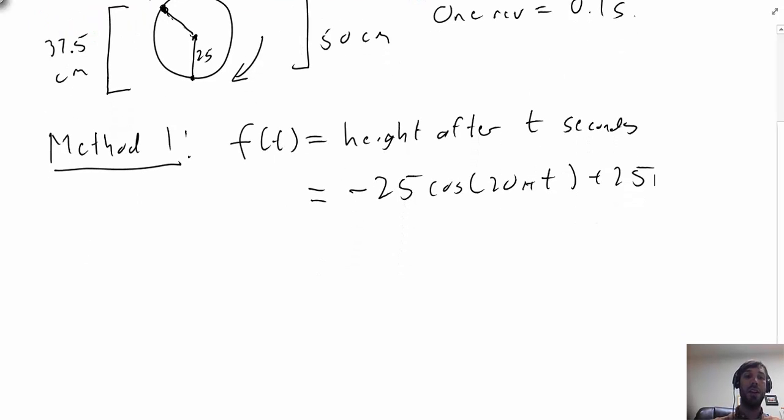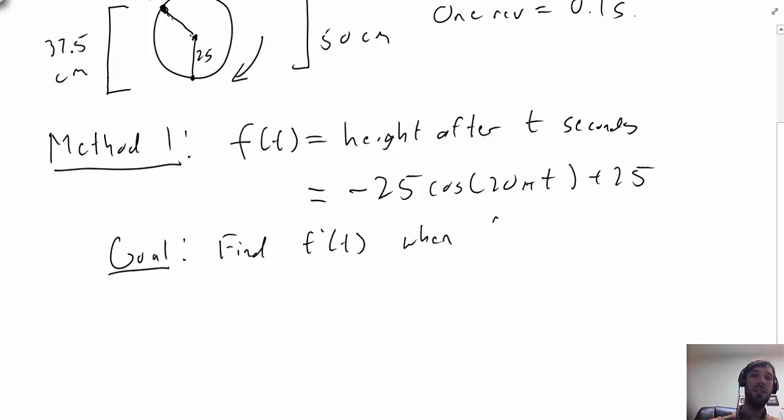Well, our goal is to find f prime of t when f of t is equal to 37.5. Okay. So that means we need to do two things. First, take the derivative of f, that's the easy part. But second, which is the more complicated part, is figure out this time t at which this is true.